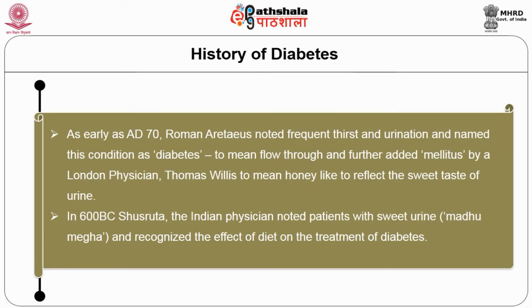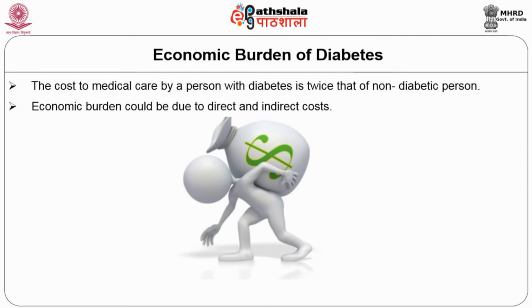Even in Indian ancient wisdom, in 600 BC, the physician Sushruta recognized diabetes and called it Madhumeha, and treated diet as an important part in the treatment of diabetes. So it has been there for a while, from ancient times, and in modern times it is growing and bulging into an epidemic. It's an exploding epidemic. As a result, the economic burden of diabetes is very important.